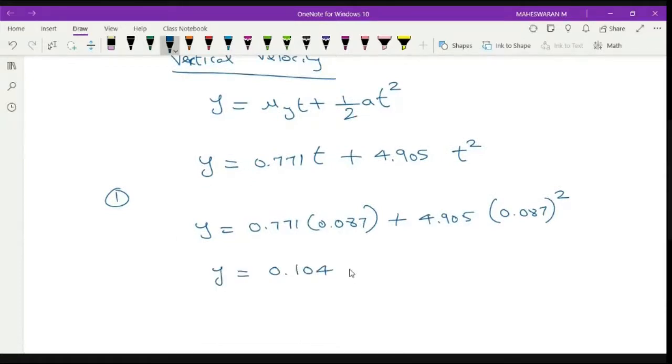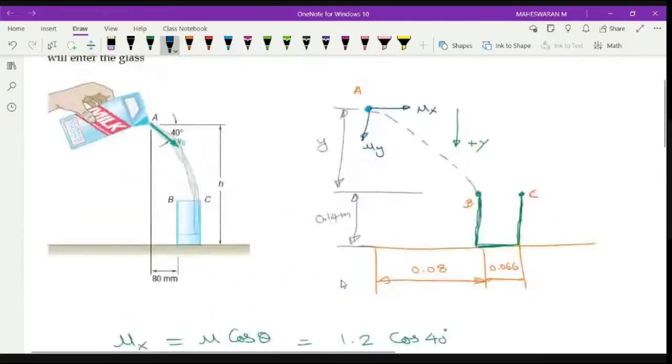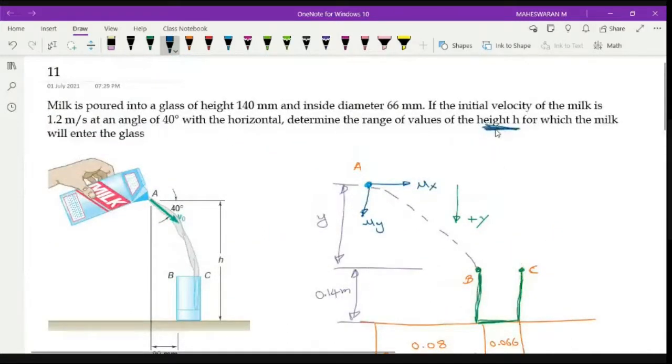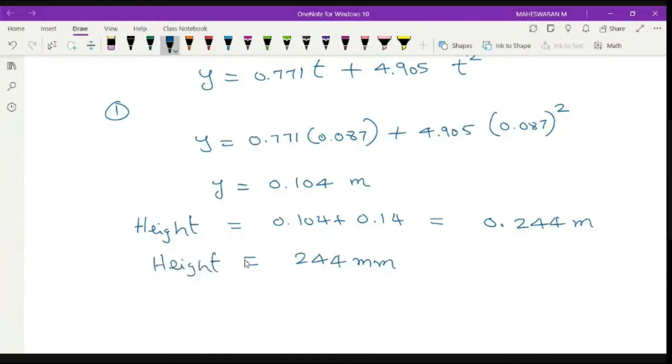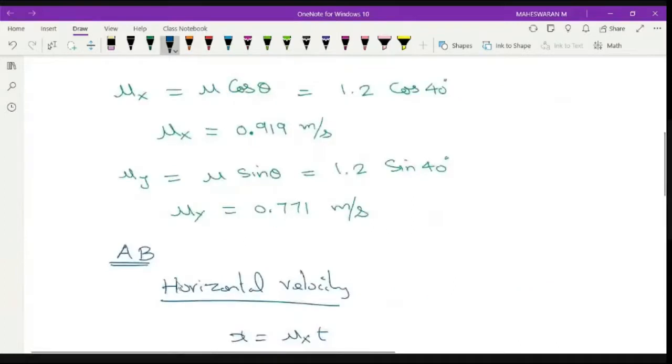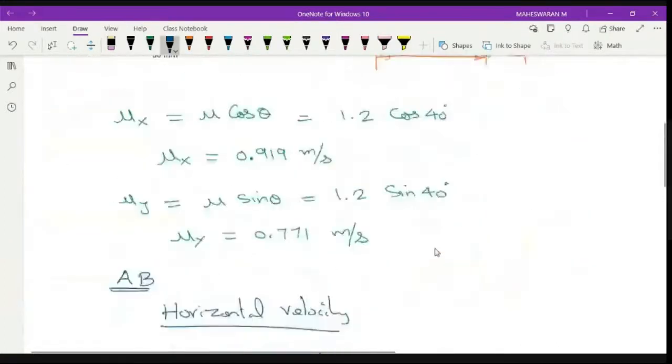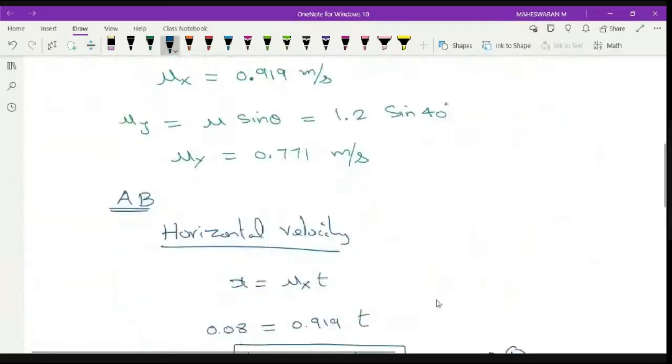0.104 meter. So actually the question is, what is the range of height h? Height means from the ground, which means I have to add this 0.14 also. So height is 0.105 plus 0.14, which will be around 0.244 meter. Our height is 244 mm. This is my height for the first location, AB, when I pour my milk. So this part is over now. Let me go for the next one.